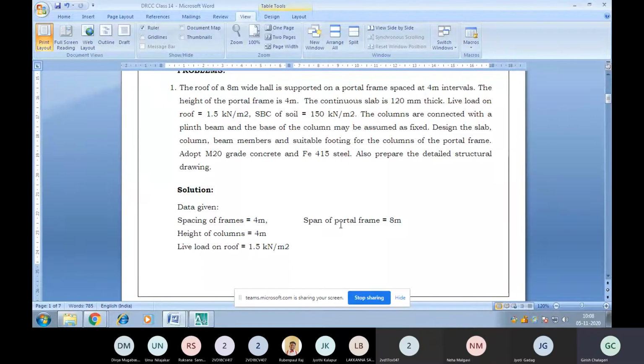The height of the frame is 4 meters. The slab thickness is 120 mm. The load over the roof is 1.5 kilonewton per meter square. The SBC of soil is 150 kilonewton per meter square. We are adopting M20 grade concrete and Fe415 steel. The code books used for this design are IS 456:2000 and SP 16. For detailing purposes, we are going to use the SP 34 code book.